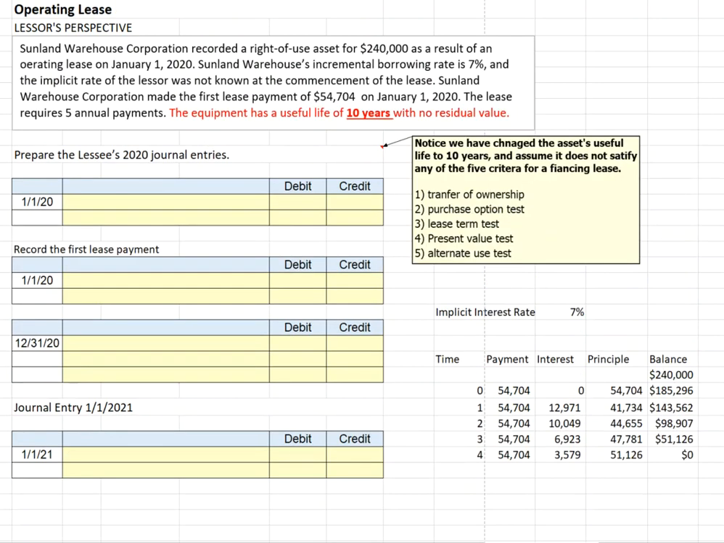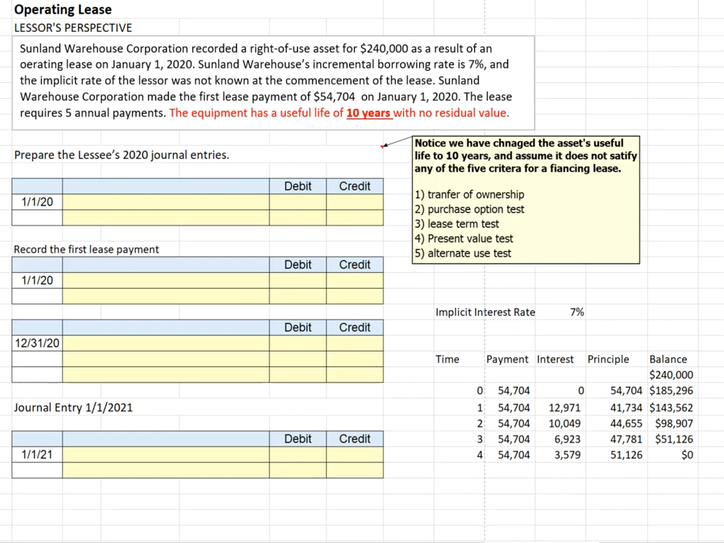Now we're going to assume the equipment has a useful life of 10 years with no residual value, and since the lease is for 5 years, we'll also assume it doesn't meet any of the other 5 criteria for classifying a lease as a financing lease. In other words, there is no transfer of ownership. We're assuming there's no purchase option at the end. The lease term is not greater than 75% of the asset's useful life, and we'll also assume that the present value test isn't met either. So we're assuming that none of these items are met and that this lease is properly classified as an operating lease. What entries do we make?